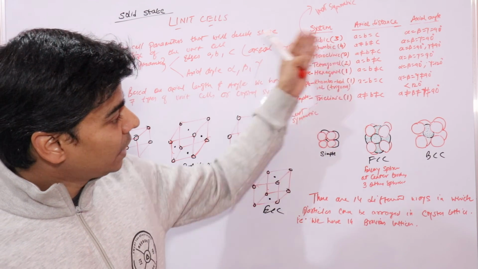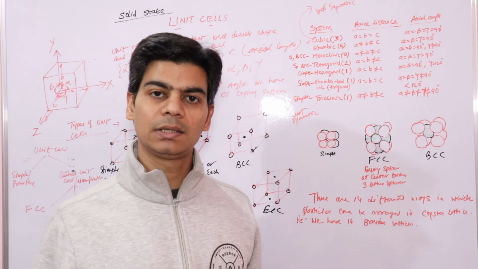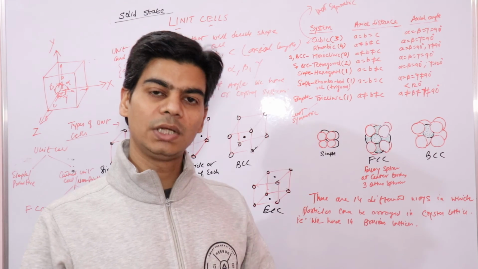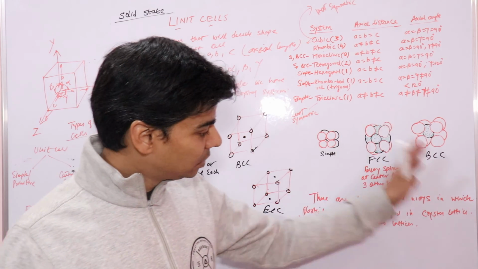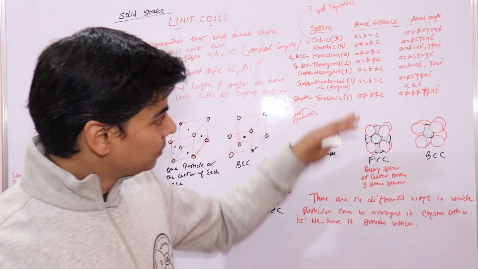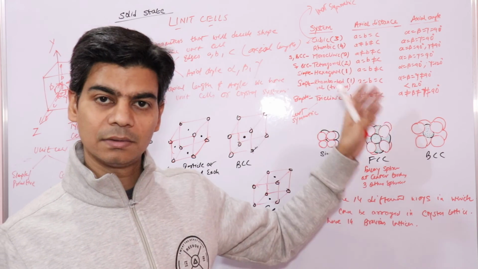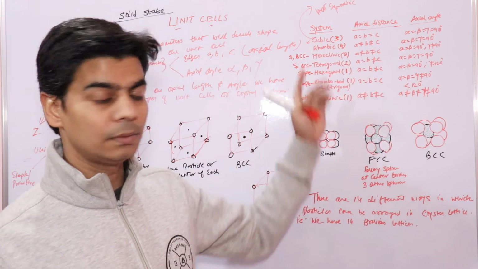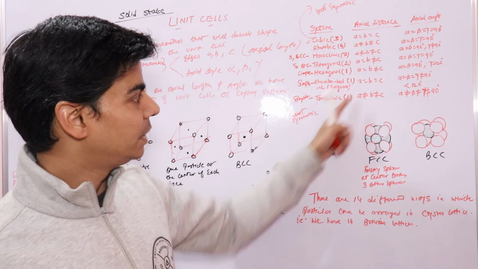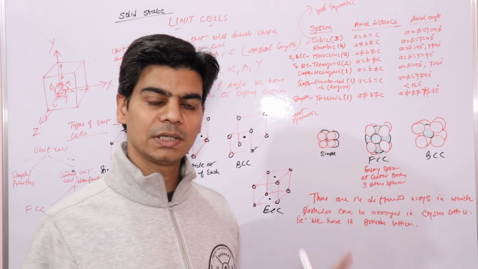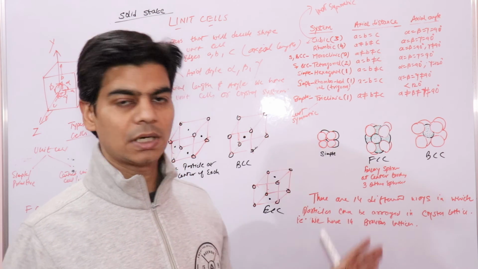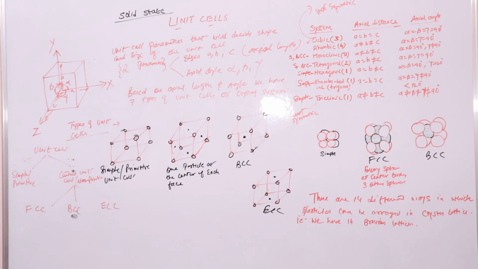So we have in total 14 different ways in which particles can be arranged in these 7 crystal systems. These 14 different ways are your 14 crystal lattices, which are known as Bravais lattices. Why? Because this observation was made by Bravais based on his geometrical considerations. He considered all these geometries and said that there are 14 different ways in which particles can be arranged in 3 dimensions. I hope this is clear.